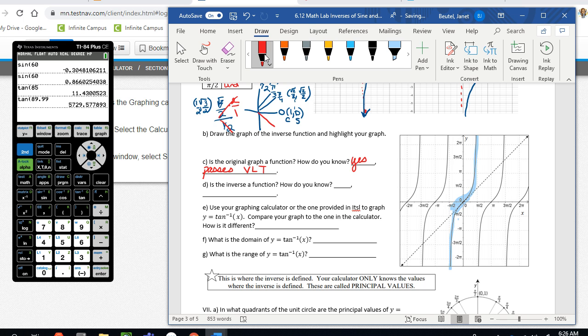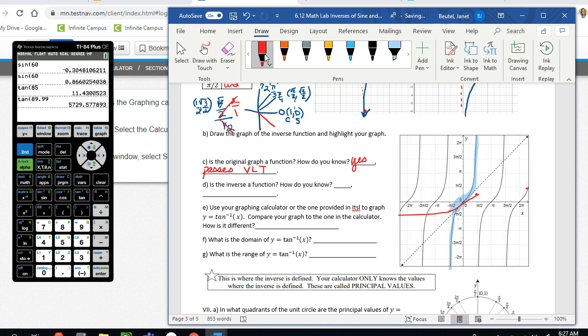Is the inverse a function? Well, I don't know yet. Let's see if I can work on that. So this is going to come out here and to here and down here to here.